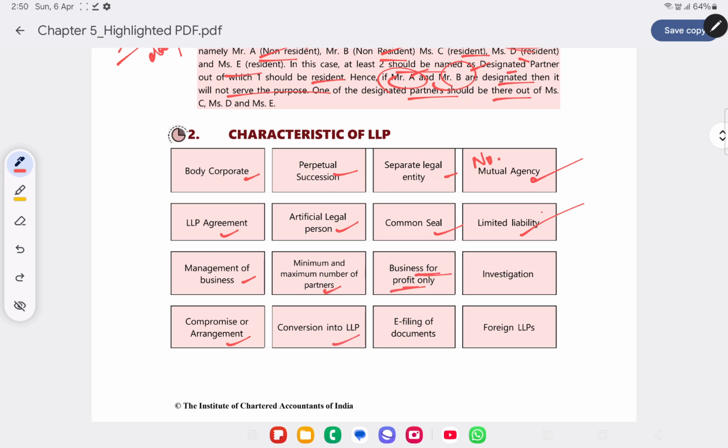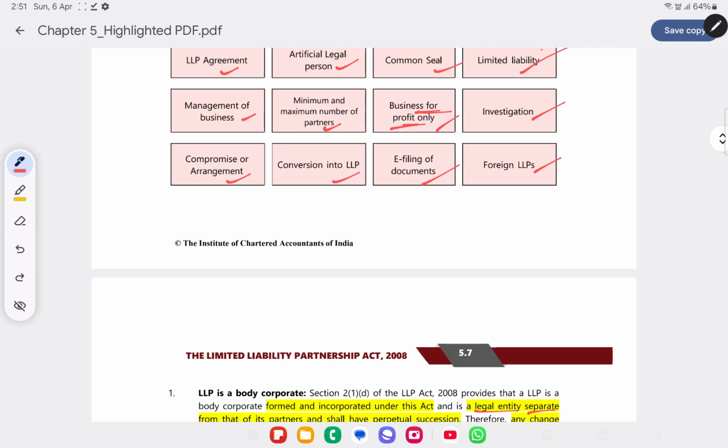It's a business for profit only. There are only certain companies which are not for profit, like Section 8 company or NPO, etc. Other than that, all of the companies are for profit only. All the forms of institutions like company or maybe partnership firm are for profit only. So let's look into investigation, e-filing of documents, and so on for an LLP.